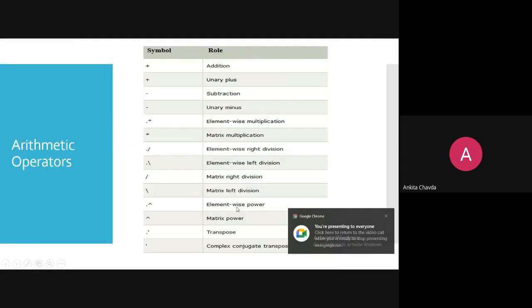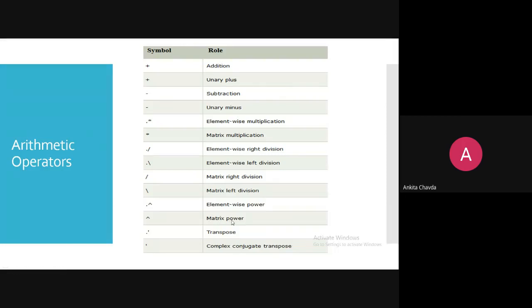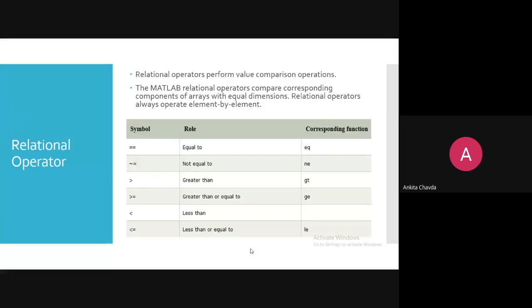Then the element wise power, right? And this is the matrix power, the whole matrix squared and so on. Then it is about the transpose. You can transpose your matrix. Row will be converted into column, column will be converted into row. You remember this, right? You already know this thing. Yes, ma'am. Right. And this is for the complex conjugate transpose, so that we will see later on.